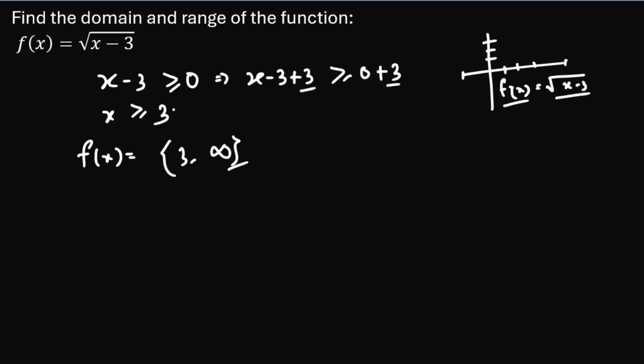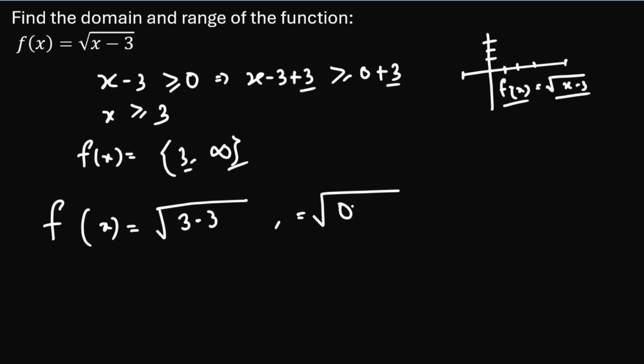So now come to the range. For the domain value, one of the x values is 3, so here we will put f of x equals 3 minus 3. So we are substituting 3. Here we will get root over 0. So root over 0 means 0.